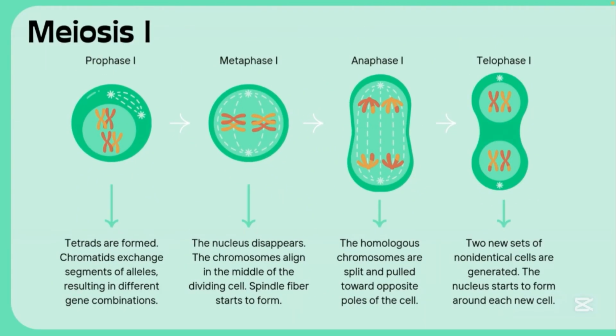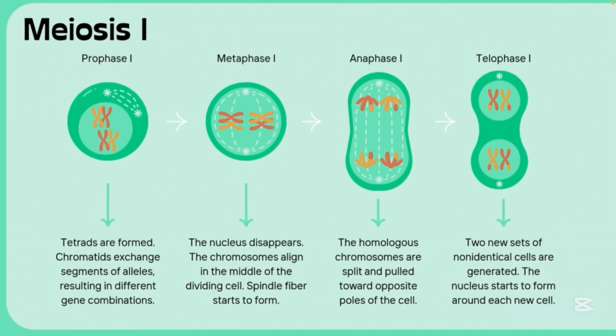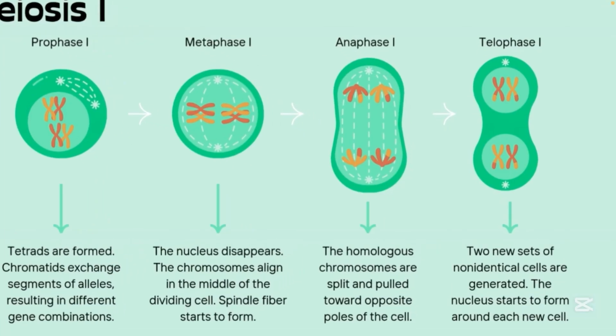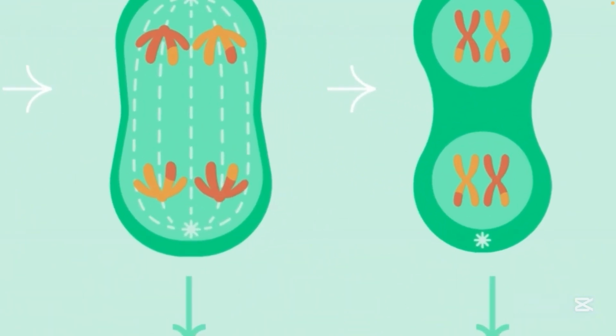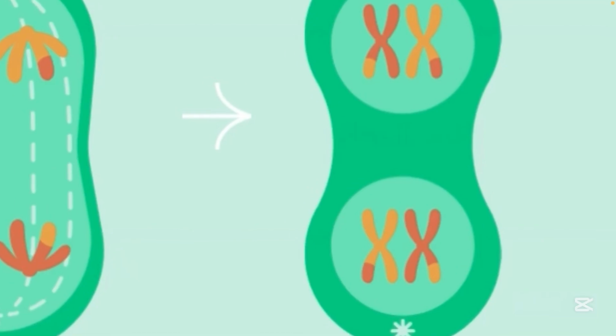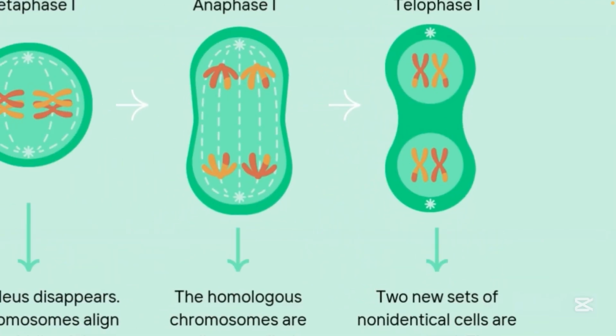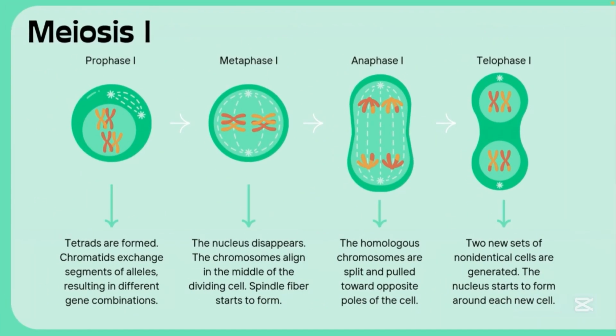The next step is anaphase I. In this stage, the homologous chromosomes are split and pulled towards opposite poles of the cell. And then the last stage of meiosis I is telophase I. Over here you can see that the nuclear membrane has already formed around the chromosomes, but the cytoplasm is still connected. So two new sets of non-identical cells are generated. The nucleus starts to form around each new cell.